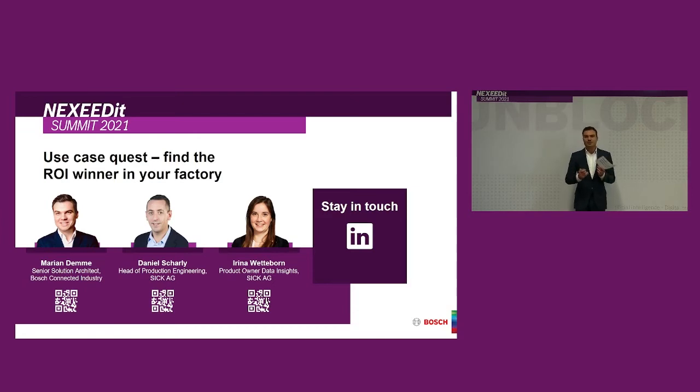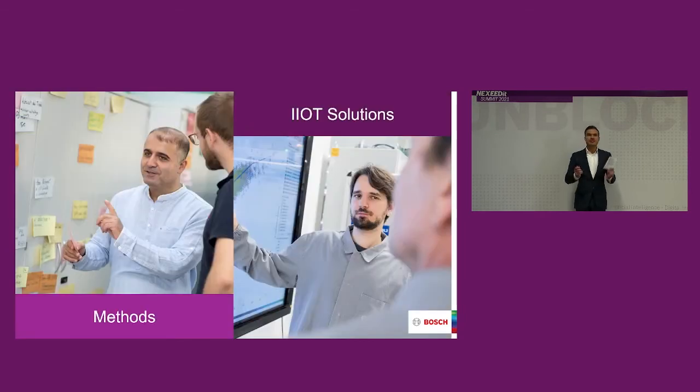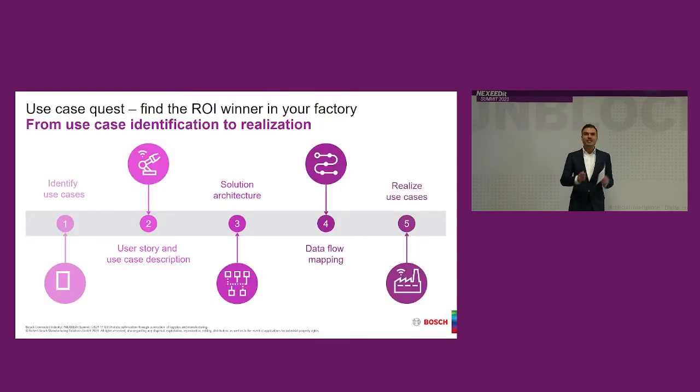And the answer to find out where to start is quite simple. The answer is methods and IIoT solution. But to be quite honest, it is not so simple, especially when it comes to the methods. I mean, an IIoT solution is quickly purchased, but it does not create any value. But when it comes to methods, it gets a little bit more tricky. This is why Bosch Connected Industry developed a methodology, very easy, in 5 steps to identify use cases, to realize them. Step number 1 is the identification of the use case.